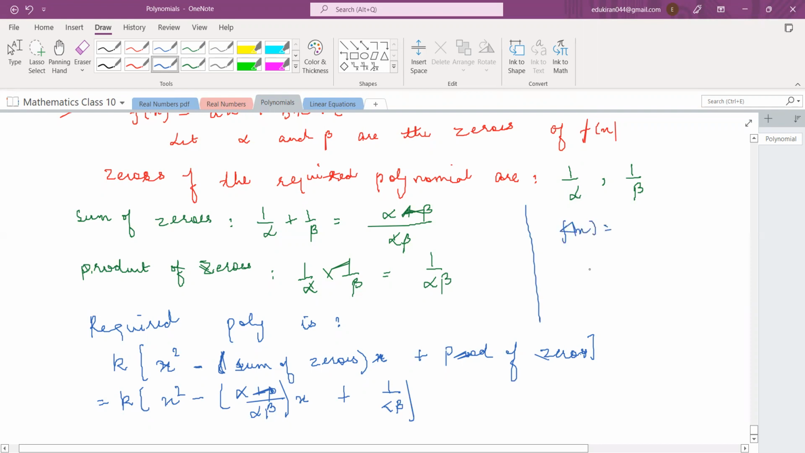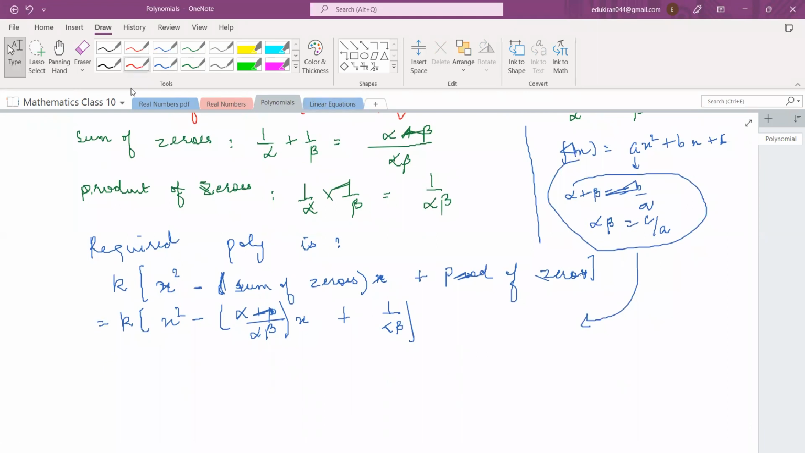f(x) was how much? ax square plus bx plus c, right? So from here you will obtain the value of alpha plus beta will be minus b by a, that you already know. This is a general kind of equation given, and alpha beta will be c by a. So you are going to substitute these values here in your required polynomial.